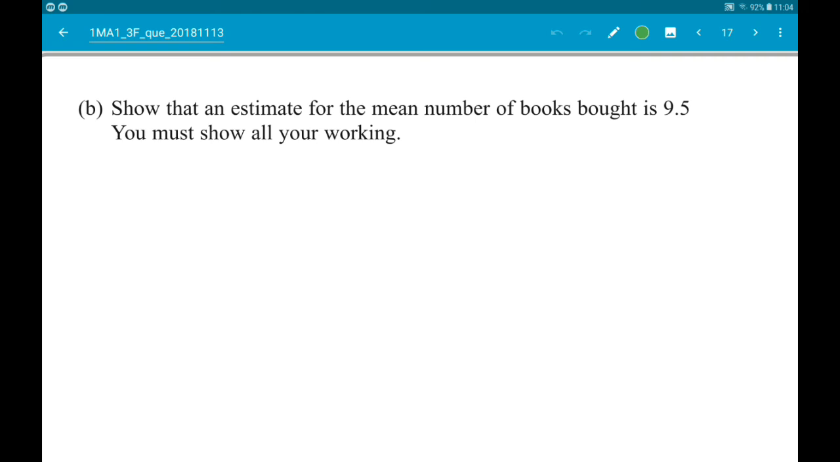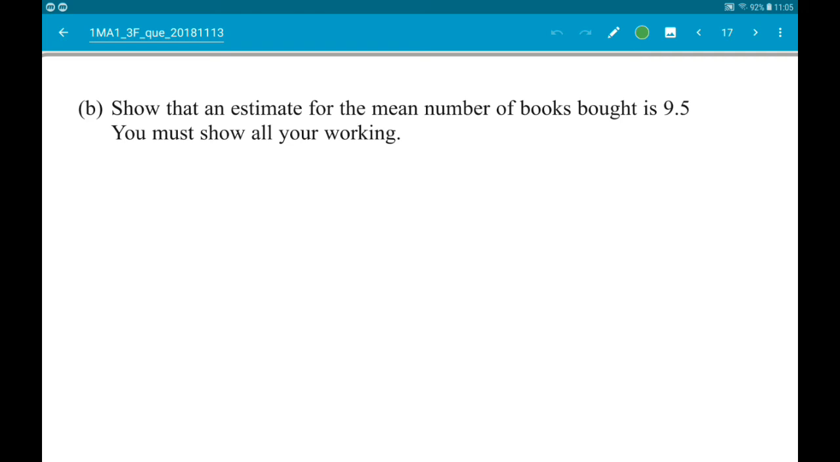Okay, and for part B. So part B is like getting averages from frequency tables, in particular grouped frequency tables. So my playlist is down below. The only thing is, we don't have the table, our information is in a chart. So, part B. So that an estimate for the mean number of books bought is 9.5. You must show all your working.